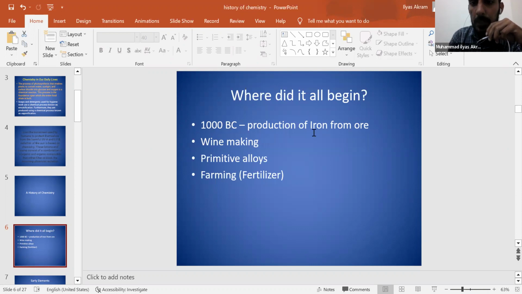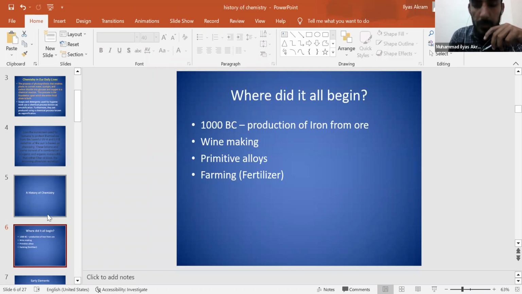And this is also a complete chapter that is basically studied as purification of different materials such as gold, silver, iron, and we purify all these metals from their ore to their pure forms. Wine making, primitive alloys, that is a combination of two or more metals, called an alloy. And farming, that is fertilizers, such as urea, and there are many fertilizers that are a primitive form of chemistry that were formed by chemical reactions and purification methods.